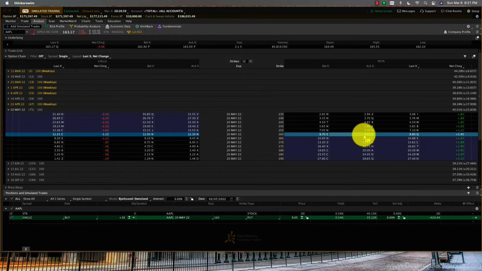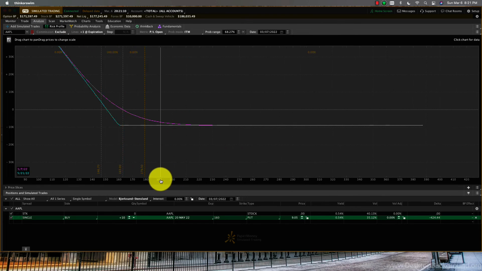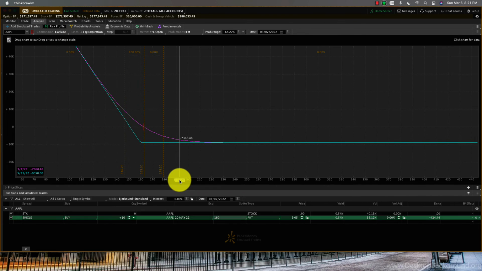Now the puts allow you to sell X amount of shares at a certain price. Let's say you wanted to short this stock, you wanted to short Apple. Then what you would do is buy your put, and now if Apple goes down in value, you make money. So you hit $120, there's your 30 grand, right? Does that make sense? You see it right here, $120, that's our $30,000 profit right there. So that makes a lot of sense.